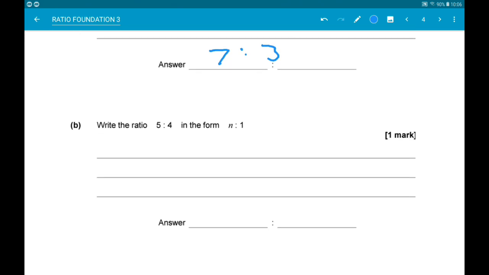Okay, then for part B, write the ratio 5 to 4 in the form n to 1. So here we need to turn the 4 into 1. So to do that, divide both sides of the ratio by 4 and we get 5 quarters to 1.